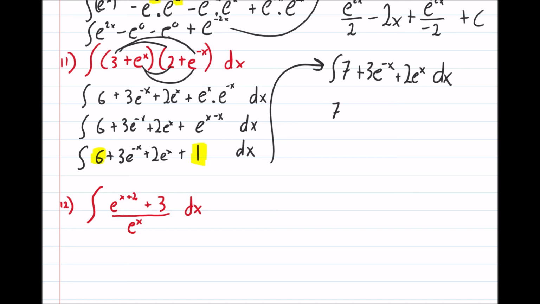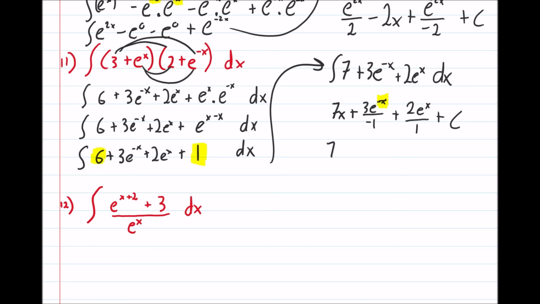So that would become 7x plus 3e to the minus x over, and it'll be over minus x integrated, which is minus 1, plus, and then we integrate this, and it'll be 2e to the x all over x integrated, which is 1, plus c.